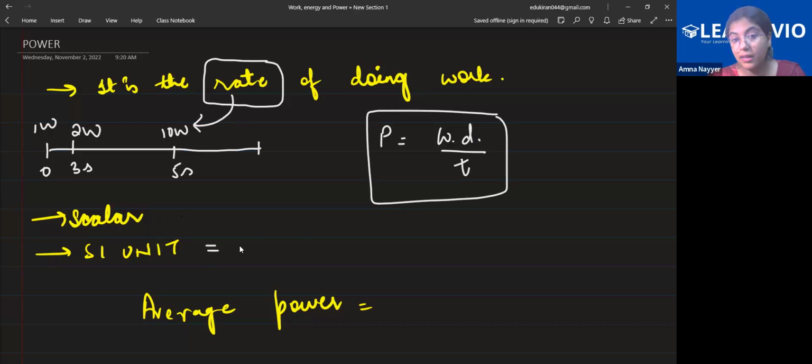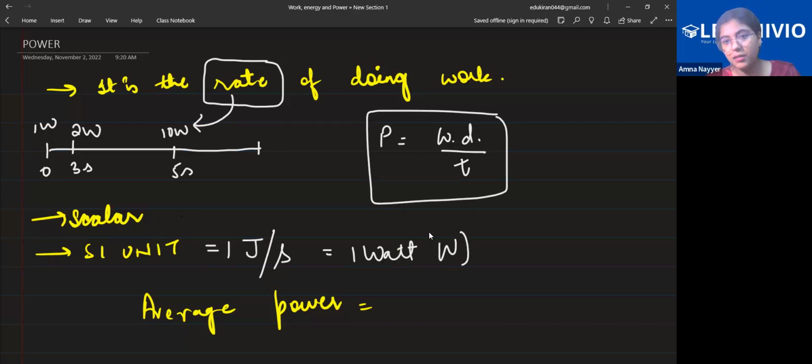Now, when we are talking about the SI unit, see, work done's unit is joules, time is seconds. So 1 joule per second has a very good name, which is 1 watt, represented by capital W. Okay, so this is the introduction of power.